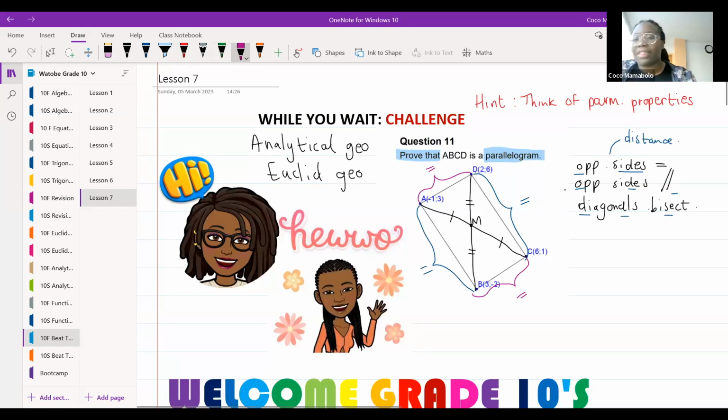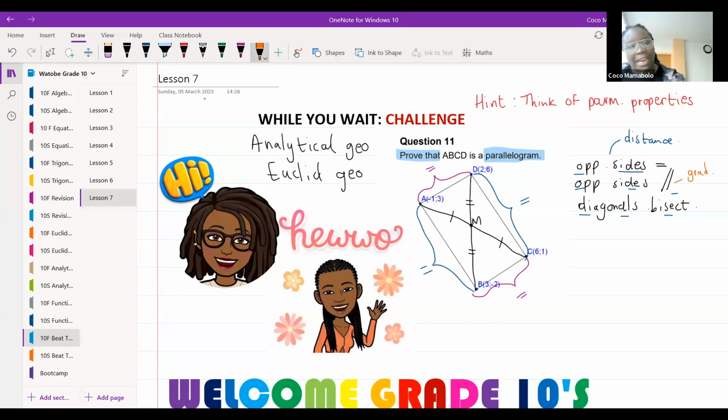Now, if we had to prove that the opposite sides are parallel, what would we use? What did you say before? Yes, that's it. You stole Mamelo's answer. I saw you. That was Mamelo's answer. Mamelo was saying the gradient. Good. We can use the gradient here.